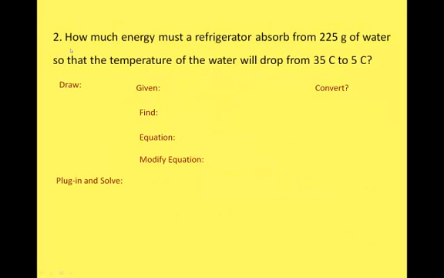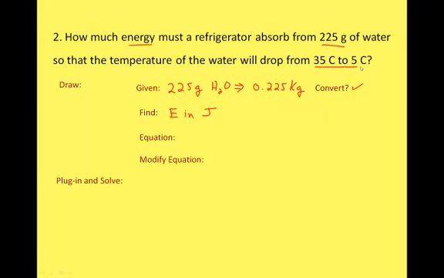In problem 2, how much energy? Let's put that right down here: find energy, and this is usually going to be in joules. And we have a refrigerator, and we've got 225 grams of water, and so we can convert that to 0.225 kilograms right away, because we know we do need to convert it, so that's one check off.